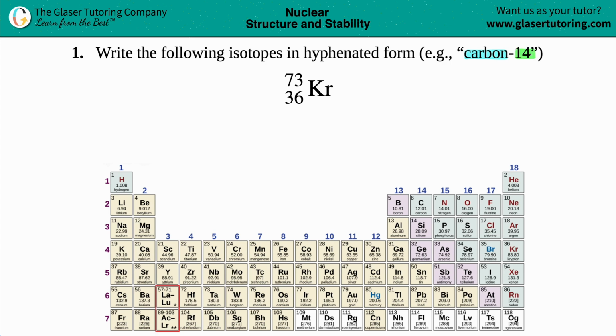So first things first, let's just identify what the element is, right? The element is always going to be the lettering. So in this case, our example, we have a Kr. Now you might know what the Kr is. Is it Christina? Just kidding. But that's me, Christina.